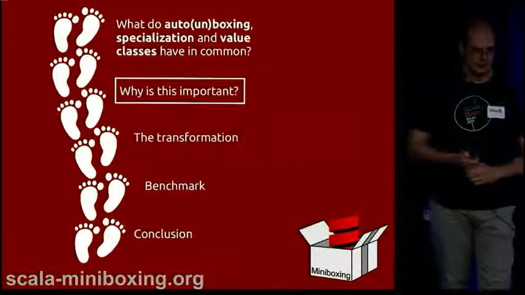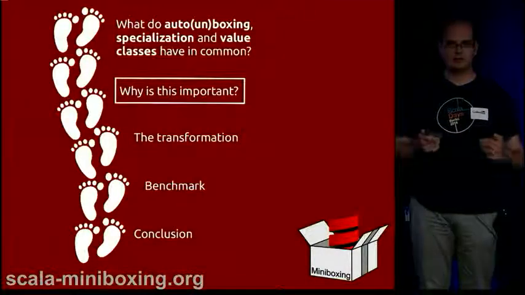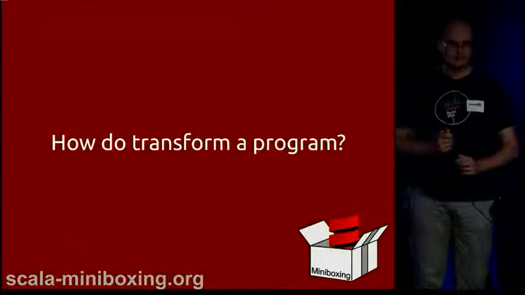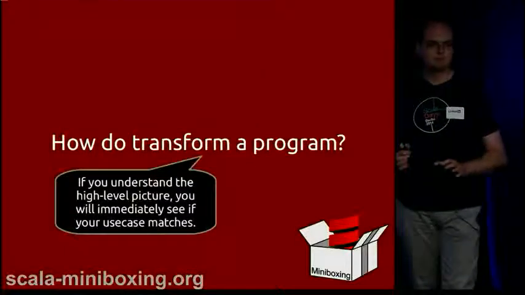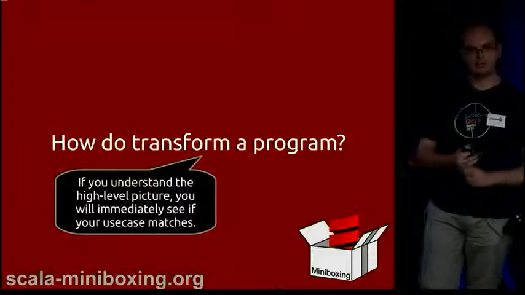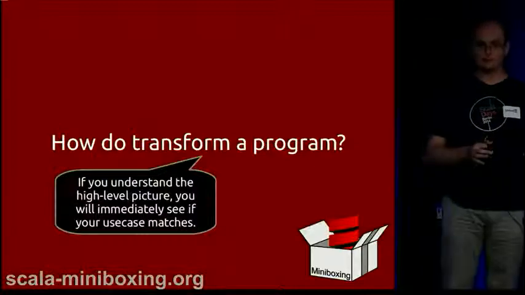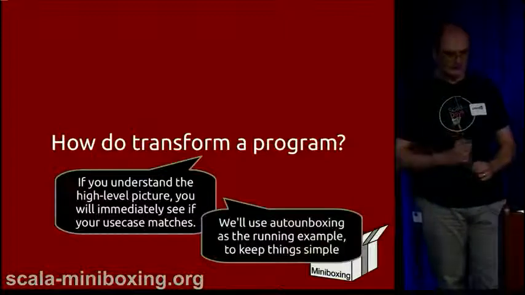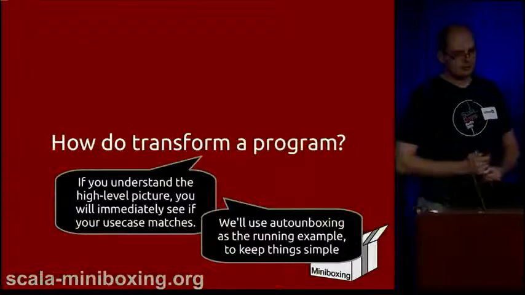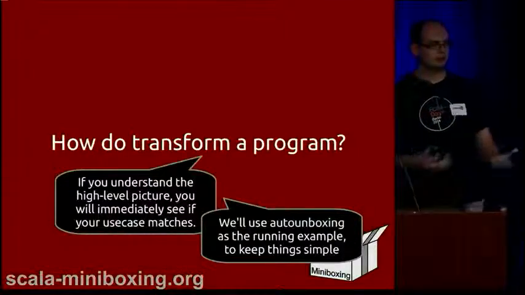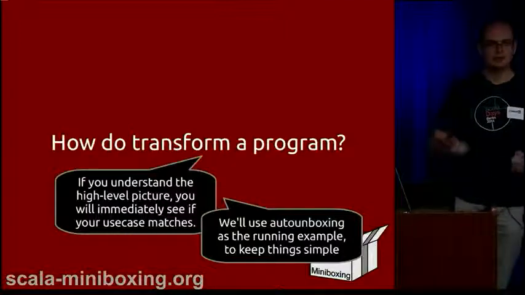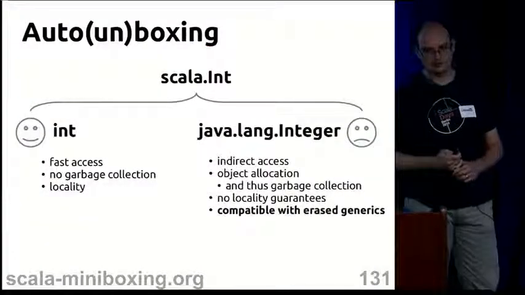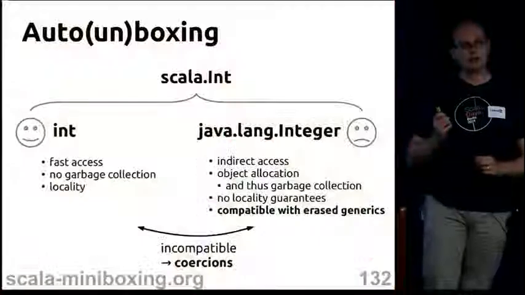Okay, so we've seen why this is important, or at least why I perceive it as being important. Let's go through the transformation a little bit. How do we transform a program? I think that if you know what transformations are happening in the program, you will actually know whether your use case could fit the transformation. And we will use auto unboxing as the running example, because this is something we all had problems with, so it's very easy to reason about. Again, that slide just shows the idea. And by the way, coercions are important.